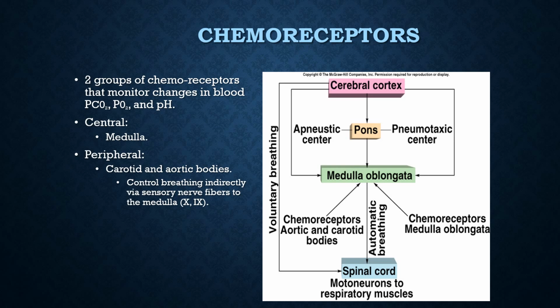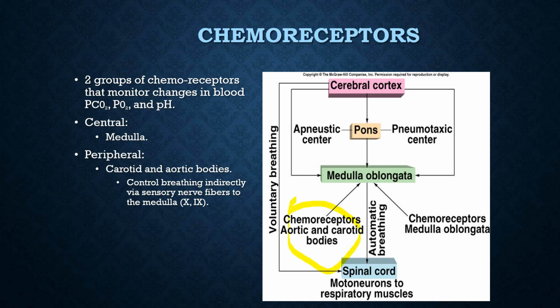Whereas the peripheral chemoreceptors will be found in the carotid and aortic bodies, which, just to make sure they're not the same thing as we've covered before, are not the carotid and aortic sinuses. Those monitor blood pressure, whereas the carotid and aortic bodies monitor changes in pressures of carbon dioxide and hydrogen ions. The peripheral chemoreceptors are involved in controlling breathing indirectly by stimulating the vagus and the glossopharyngeal cranial nerves.